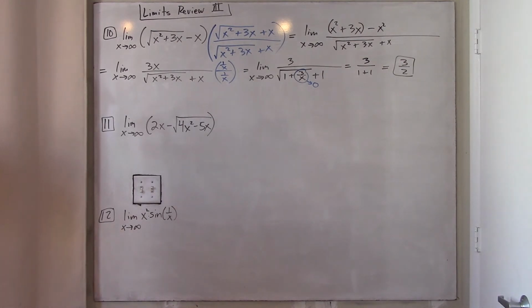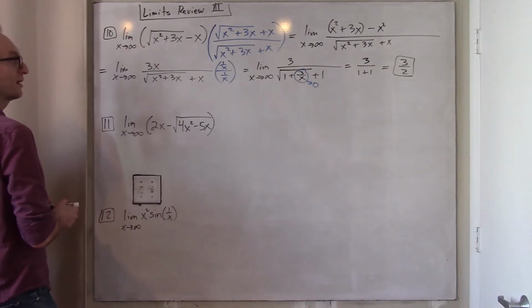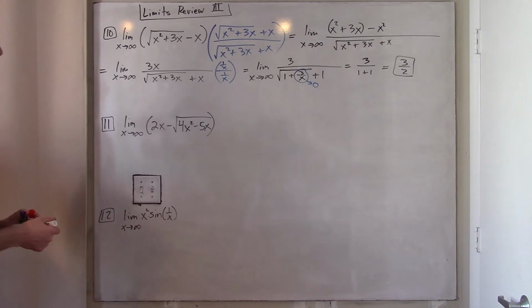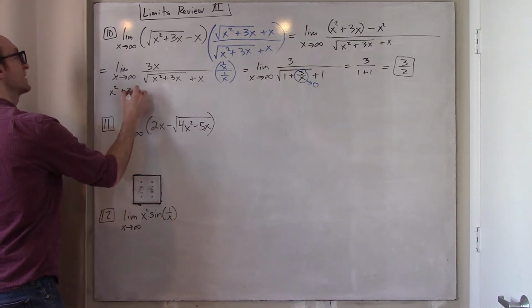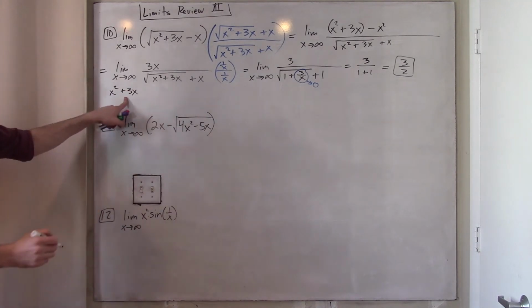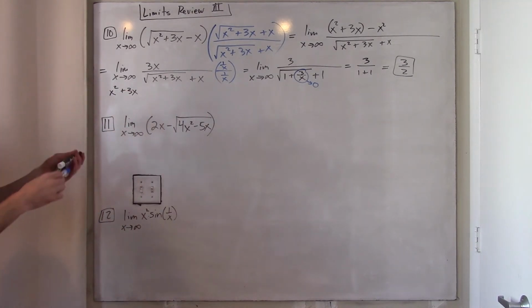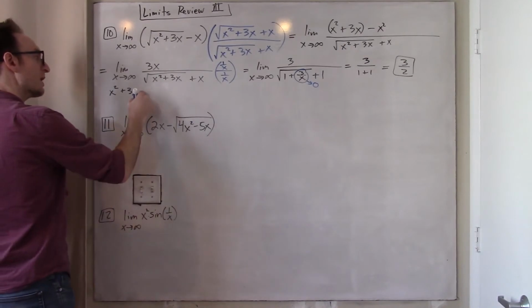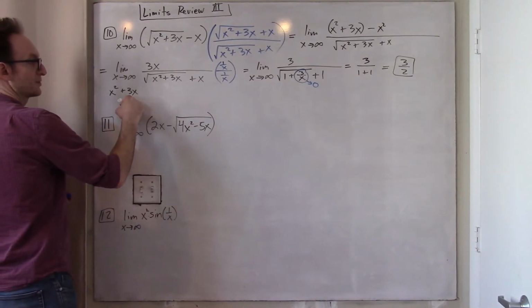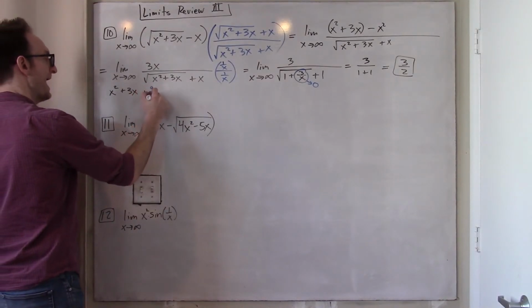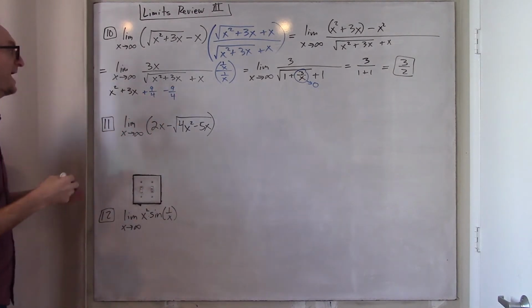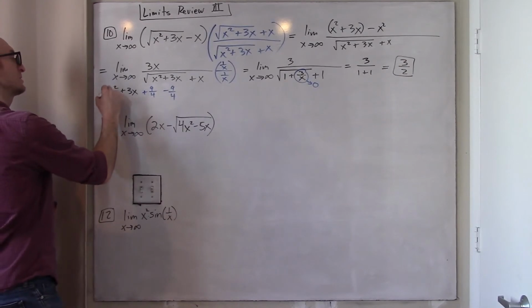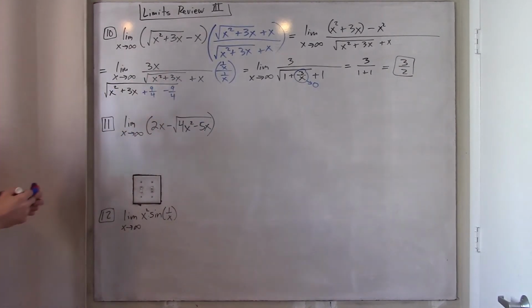Is there another way to do this problem? Kind of, yes, although I don't recommend it. Here's an alternative solution. Take x squared plus 3x, this thing under the radical, and complete the square. How do I do that? Well, half of 3 is 3 halves, so I add 9/4 and subtract 9/4 again. All of this is happening under the square root, so I'm doing some side calculation algebra now.